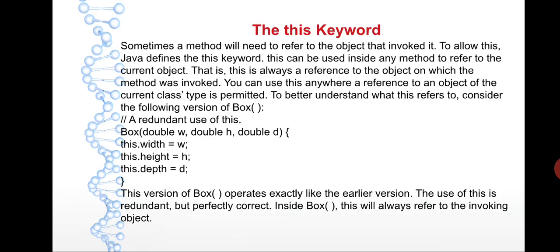This, in the sense that keyword I am saying, is not the general English word; it is a particular keyword which is available in C++ as well as in Java. This version of Box operates exactly like the earlier version. The use of this is redundant but perfectly correct. Redundant, why? Because you will definitely get confused. What is this? How exactly will this work?